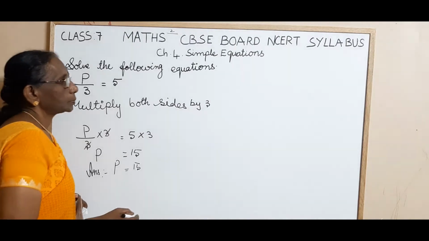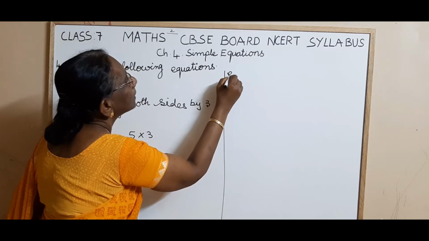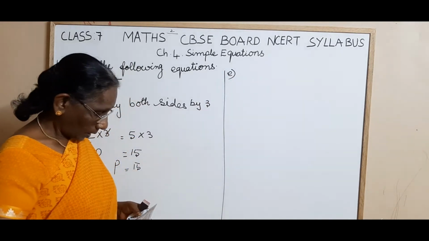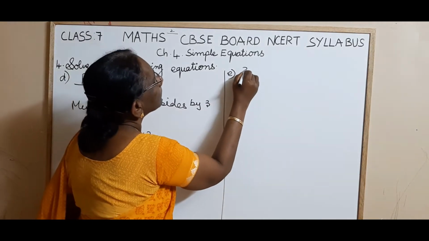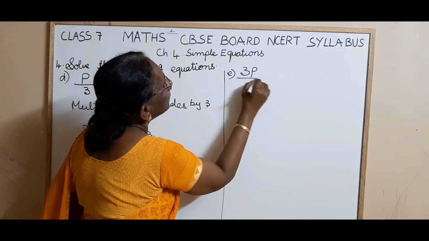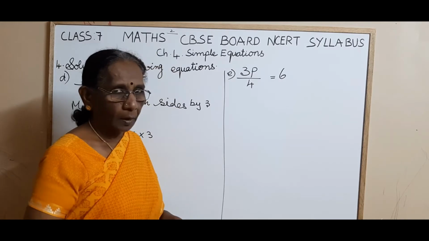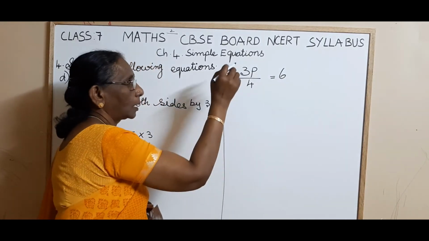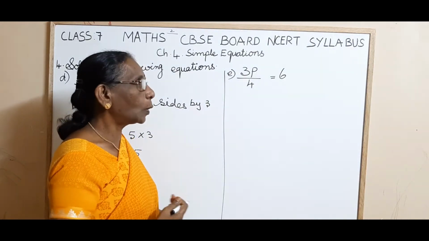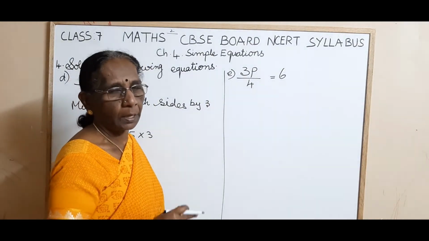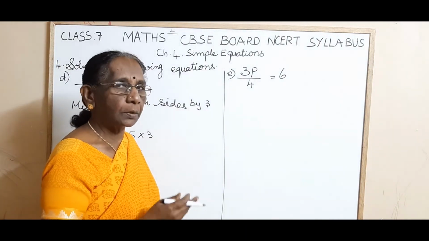Sum number E. The question is 3p divided by 4 is equal to 6. So here again we have to solve, that is, find the value of the variable p. And here, how many constants are there on the left hand side? 2 constants, 3 and 4. So we have to eliminate the 2 constants.